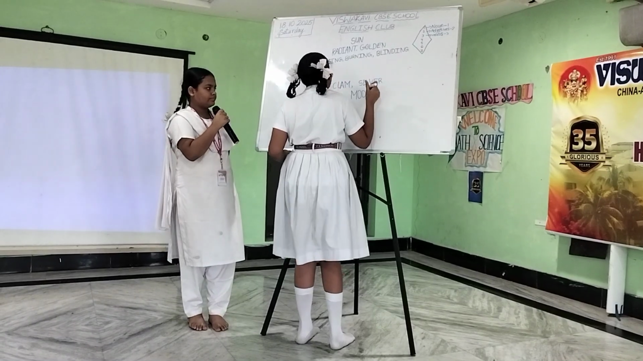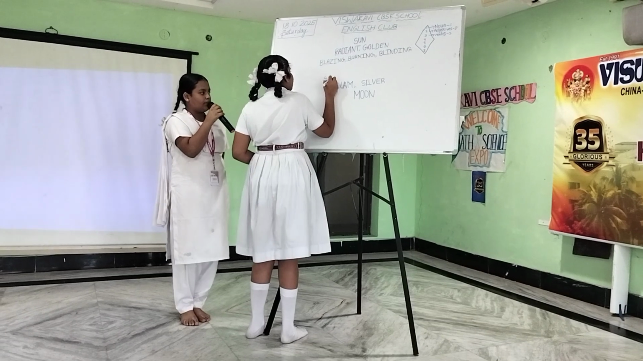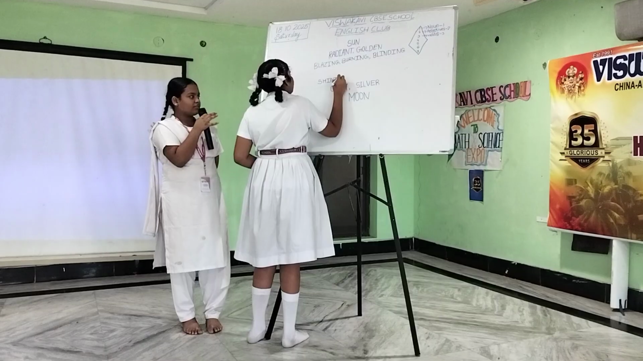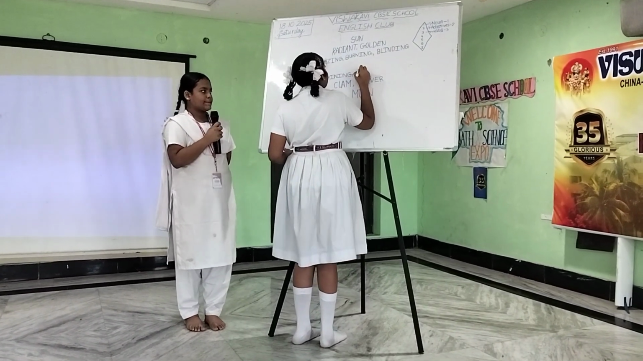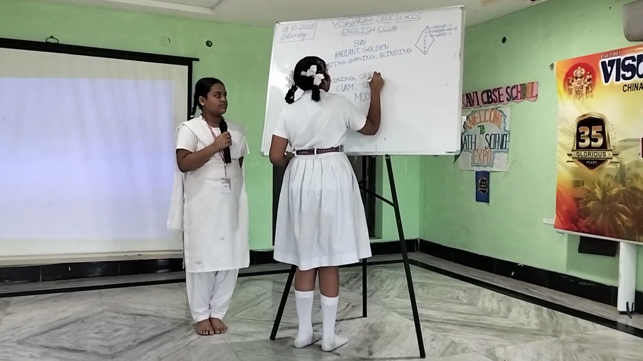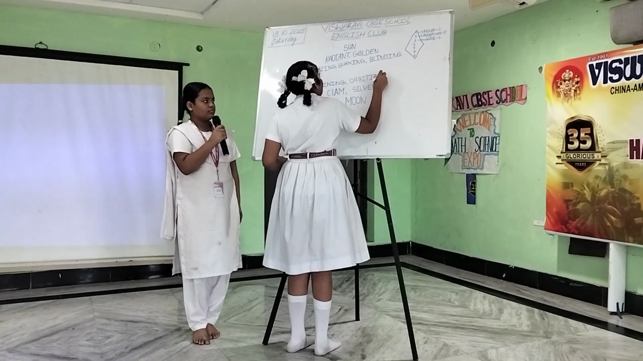In the next line, we will write three verbs that tell us about the moon. The moon is always shining, orbiting, and reflecting.